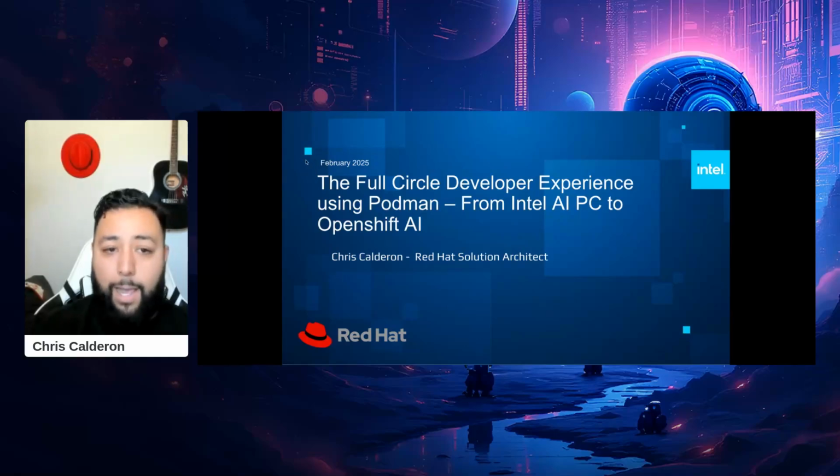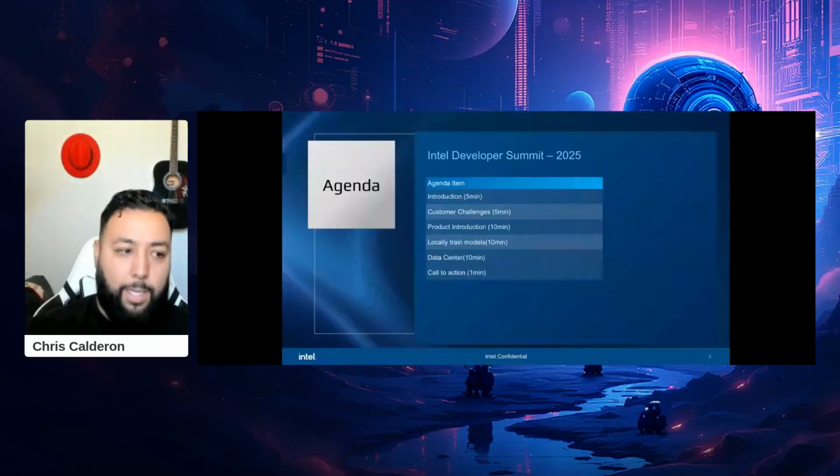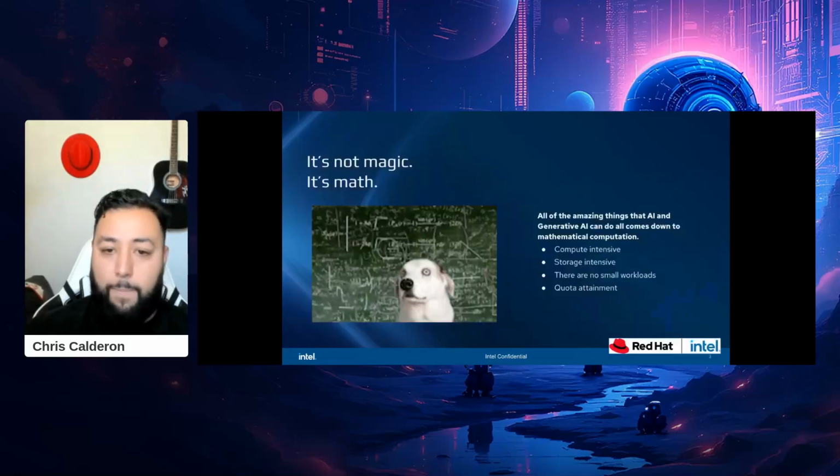Because again, Red Hat is an open source company. A lot of our products are developed through there, so we always want to give back to the community and really inspire that developer change. So today we'll go over the full circle developer experience, introducing Podman and a few other things, hoping to really highlight the ability to use AI PCs in the enterprise. Here's a quick high-level overview of the agenda for you to refer back to. I'll try to cover a few topics at a time.